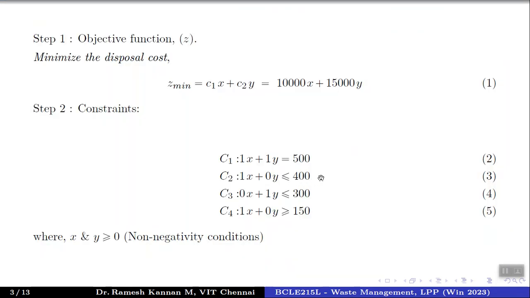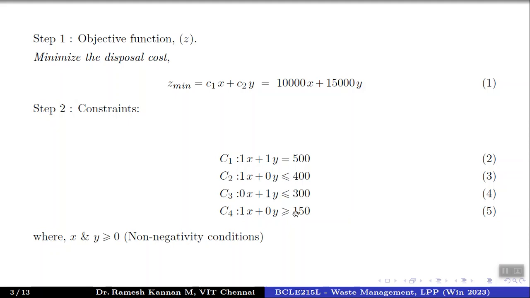The maximum capacity is 400, but for site X, I've made Y's coefficient 0, so it's understood. I want to give it in uniformity. So X can only accommodate 400, same as 1x plus 0y. Similarly, the constraint of site Y is 0x plus 1y less than or equal to 300 tons. And then we have an additional constraint that a minimum of 150 tons should be sent to site X. So minimum in the sense it is greater than or equal to 150.